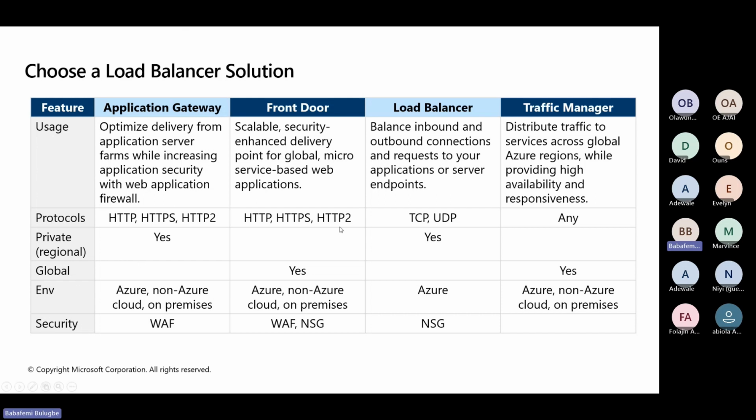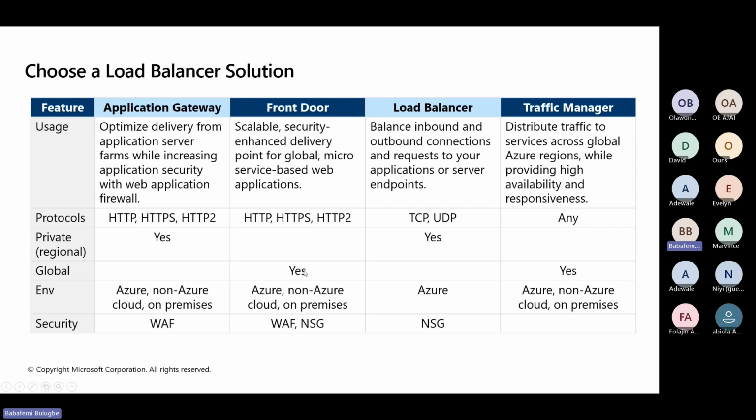The application gateway can be private or public, depending on how you want to use it, and it comes with the WAF. You can use it for the Azure environment, for on-premises, or for non-Azure environments, maybe AWS or Google GCP. The same thing goes with Front Door. The only difference is that Front Door is global, while the application gateway is regional, so you use it within a particular region.